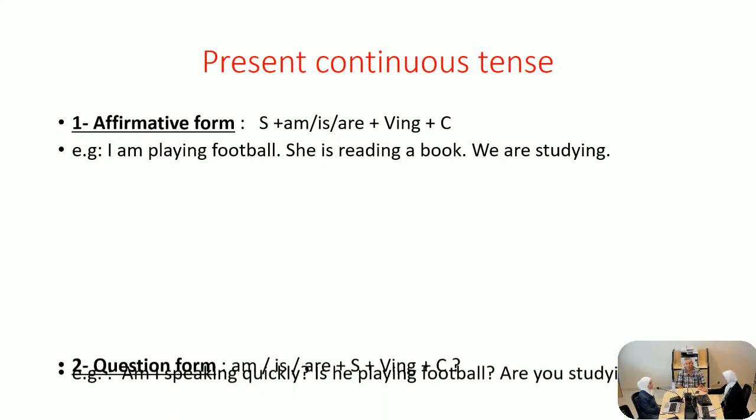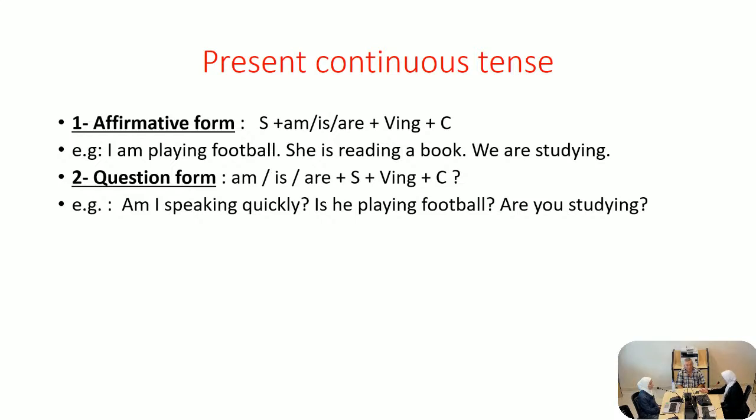So next we're going to speak about question form. If the answer is yes or no, we have to start with the auxiliary. Already in the present continuous we have an auxiliary, which is verb to be. Is, are plus subject, v-ing, then the complement. Am I speaking quickly? Here you have to pay attention that we have to start with a capital letter. Is he playing football? Are you studying?